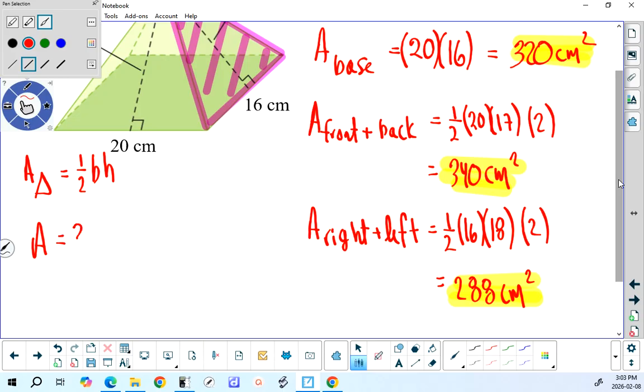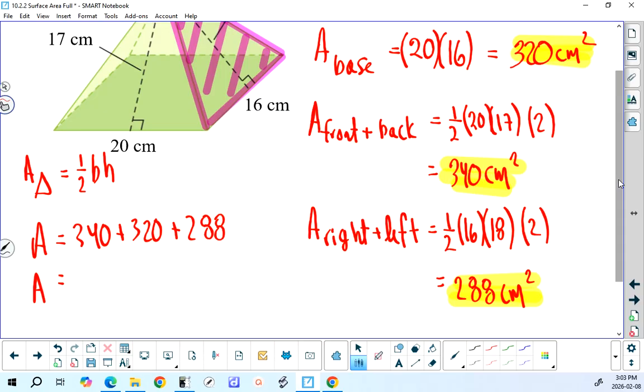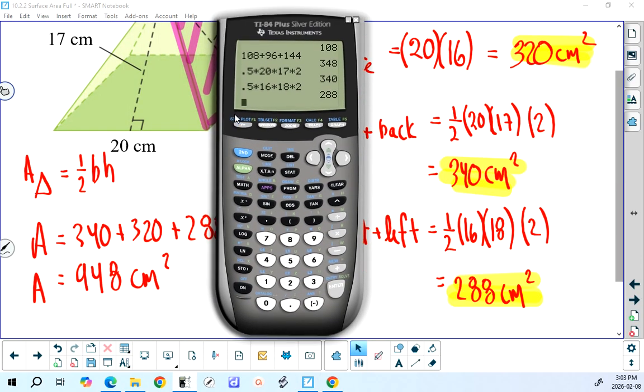Total surface area is 340 plus 320. The order doesn't matter, plus 288. I want to say that's 948. I'll check it in my calculator. This is centimeters squared. 320 plus 340 plus 288. Yep, 948 square centimeters.